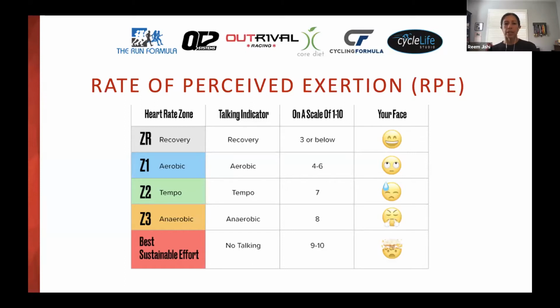So, on a scale of 1 to 10, Z1 is your 4 to 6, 6.5, somewhere in that range. Tempo now starts getting a little harder. You're starting to feel a little sweat, starting to feel mildly uncomfortable, but you can keep going for an extended period of time in tempo. And then as we start building and go to Z3, it starts getting more uncomfortable and your body starts talking. And by the time you're at Z4, you're working super hard out there.